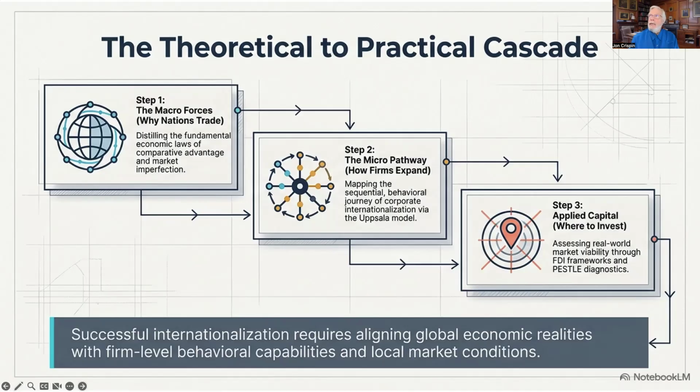And finally, third is, well, we've made our decision. Now we commit. We commit our resources, our capital. And so this requires aligning global economic realities with firm level behavior and capabilities and local market conditions. So they have to have some expertise internationally for this equation to be successful.